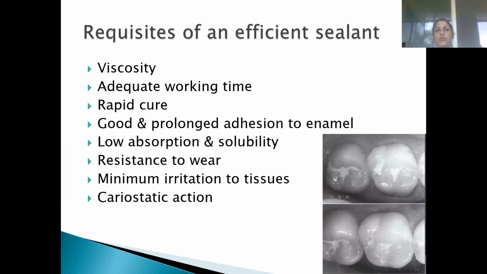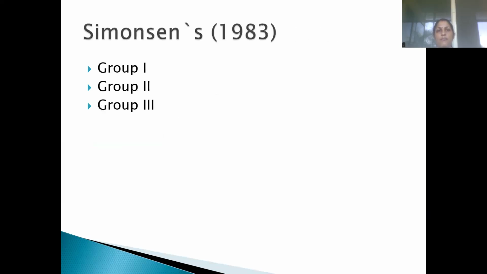There are certain requisites for an efficient pit and fissure sealant. One is viscosity. It should have adequate viscosity so that it will be able to flow into all the susceptible pit and fissures. It should have an adequate working time, it should cure rapidly, and it should have a good and prolonged adhesion to the enamel, low absorption and solubility in the oral fluids, and it should be resistant to the occlusal wear. There should be minimum irritation to the tissues, that is, it should be biocompatible, and it should also provide a cariostatic action, thereby preventing the development of dental caries.